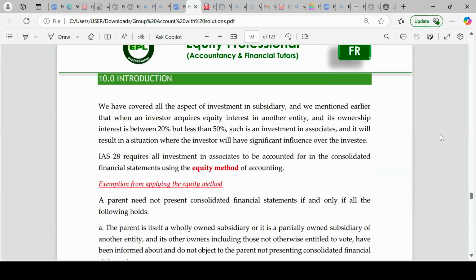IAS 28. We looked at this last week. We introduced ourselves to it. By and large, I have always said in this class that if we have an investment that is greater than 20% but less than 50%, such investment is what we call investment in associates. And how you're going to account for an investment in an associate is definitely different from how you would do it if it were a subsidiary.